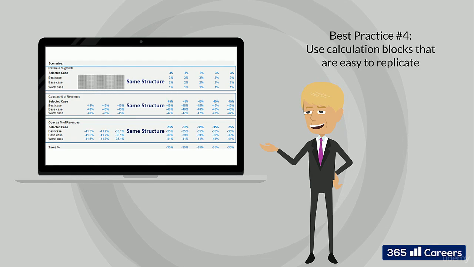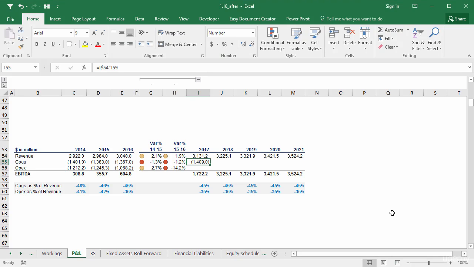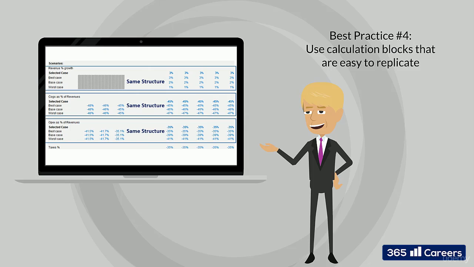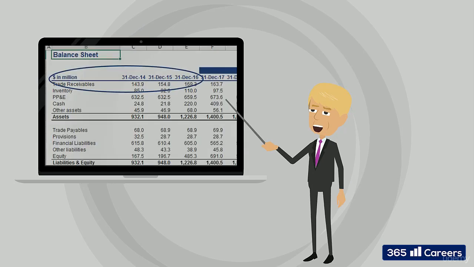This is an idea that coexists well with the idea to have a uniform structure and always use the same column for a given year in your model. A calculation block is an array of cells that can be easily copied and pasted to calculate a different array of cells. Let's provide an example. The sheet you see here is structured in a way that would easily allow me to copy and paste one of the formulas multiple times. These items are modeled as a percentage of revenue, and therefore, by fixing the cell references properly, we can copy the same formula multiple times, given we have uniform calculation blocks.